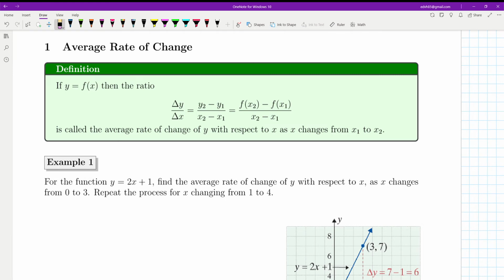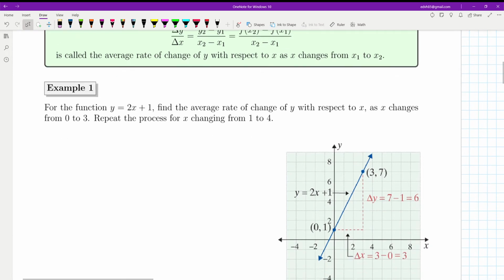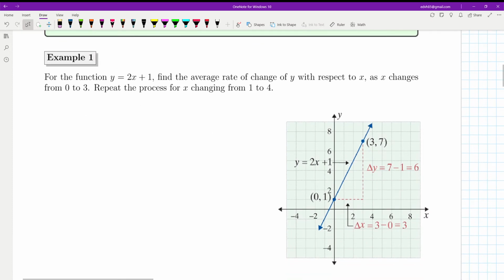Well, first of all, let's go back to what we learned back in algebra. We even have a picture that will confirm the results that we are about to obtain. We have the function y equals 2x plus 1. Let's find the average rate of change of y with respect to x, as x changes from 0 to 3, and then we are going to repeat the process for x changing from 1 to 4.